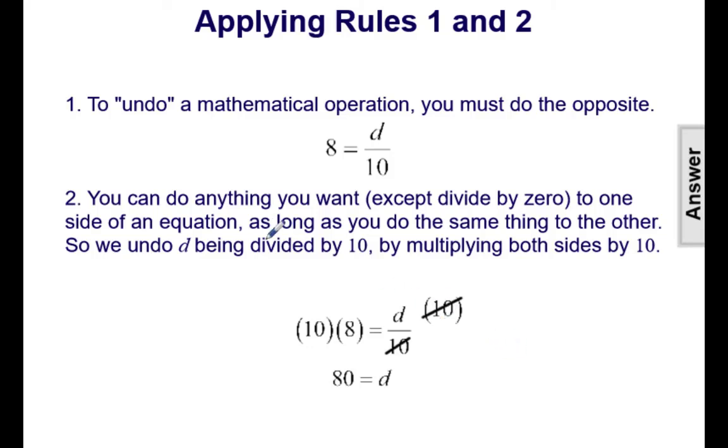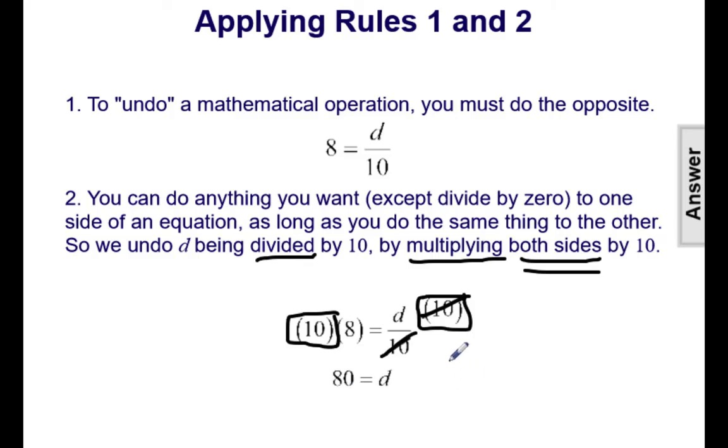So here, if we're trying to undo D divided by 10, the opposite would be to multiply by 10. And since we want to use rule number 2, we also need to multiply both sides by 10, which we can see down here. If we're multiplying both sides by 10, that is now undoing the dividing by 10 and leaving us with 80 equals D. This equation is now solved for D, even though it's on the right.